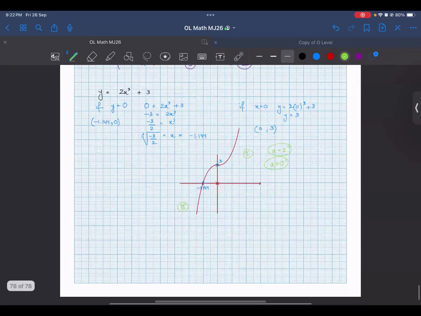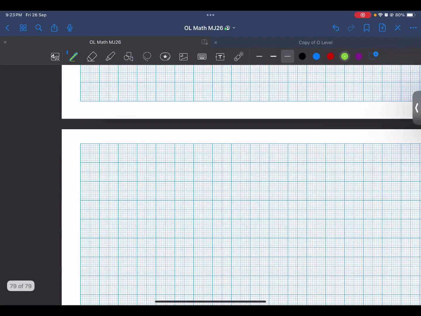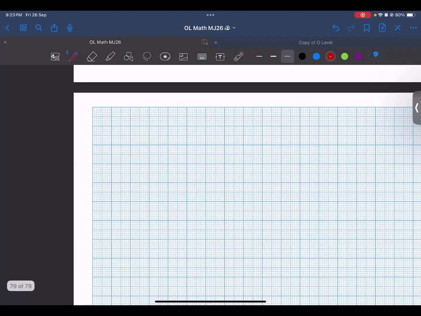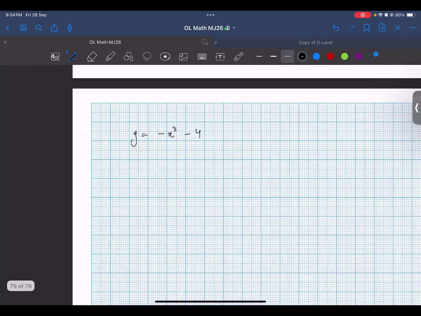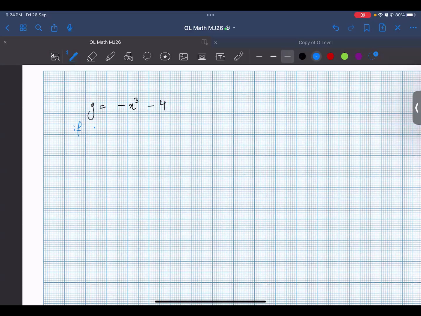Let's do another example. Let's suppose we have y is equal to negative x cube minus 4. So again, we would need, if x is 0, you're trying to find the y-intercept. Your x is 0 at the y-intercept. So y is equal to minus 0 cube minus 4. So y is minus 4. So it is crossing the y-axis at 0 comma minus 4.